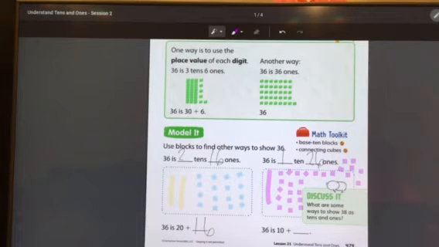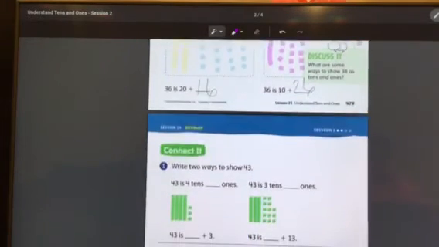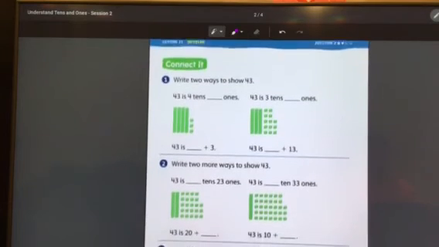If I go back and count all of this, my 10 and 26 ones, I'm going to get to 36. So 36 is 10 plus 26 ones. So 10 plus 26 is the same as 36. So that's what we're going to be doing on the next few pages, showing different ways to get to the same number using our tens and ones. All right, so you can flip your page over.